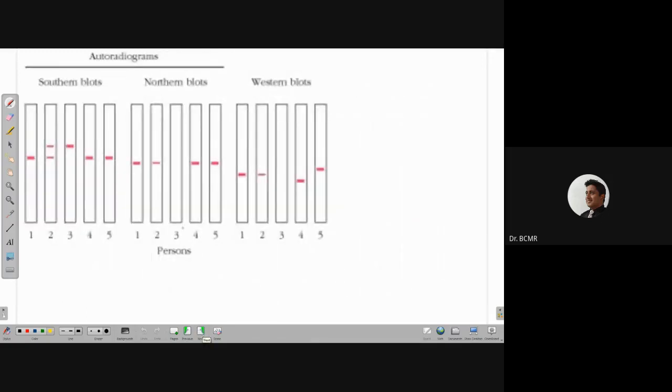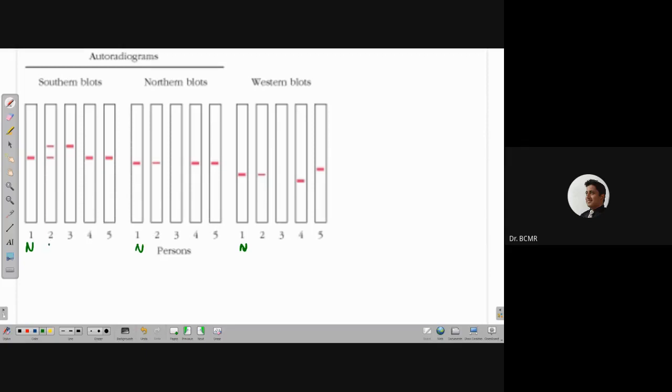So first one, as we said, it is normal in all the cases, so we'll just write normal in all these cases. Subjects 2, 3, 4, 5 are kinds of mutations. By comparing with the normal and comparing between the Southern, Northern, and Western blots, we are supposed to make a qualified or educated guess about the nature of the mutation. And that is what we will do here.